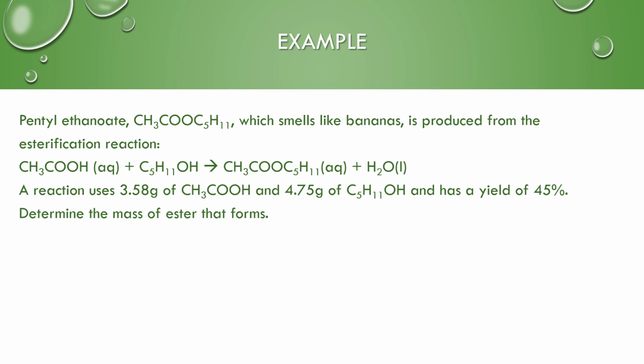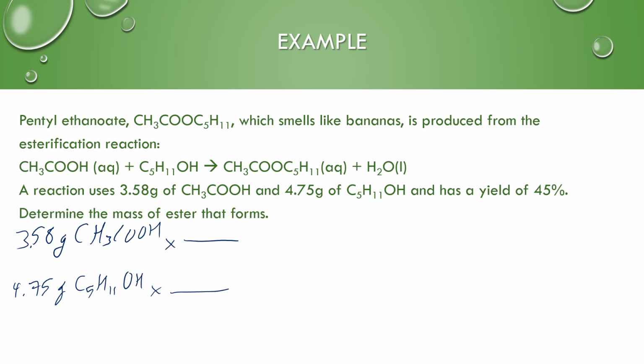The first thing you need to do is calculate your theoretical yield. So I'm going to test both of my reactants because I don't know which one of those is the limiting. I'm going to change grams to moles using their molar mass. The acid's mass is 60 grams per mole, and the alcohol's mass is 88 grams per mole. Now I can use my mole ratio. Fortunately, it's all 1 to 1 to 1.